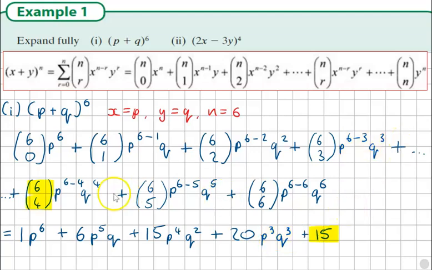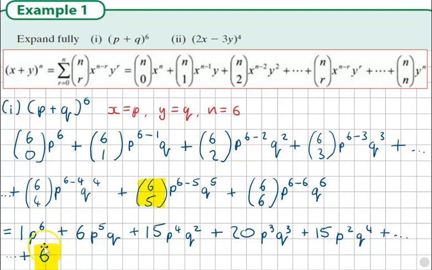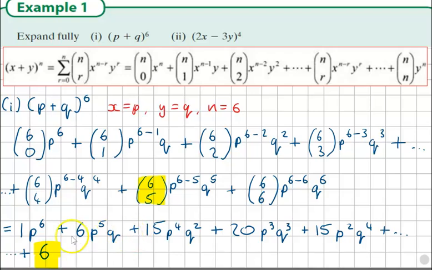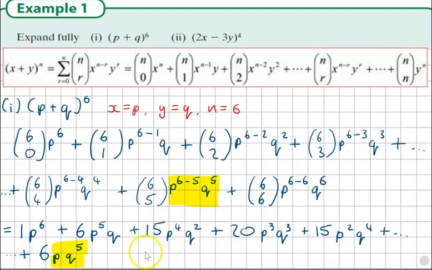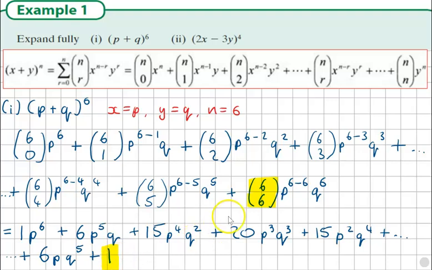Plus 6 choose 4 is going to be 15. And then we're going to have p to the power 6 minus 4, which is p to the power 2, with q to the power 4 stuck on. And then 6 choose 5 into your calculator, you'll get 6. And then p to the power 6 minus 5, so that's p to the power 1, or just p. And then we stick on the q to the power 5. And then 6 choose 6 is going to be 1. And p to the power 6 minus 6, well, that's going to be p to the power 0, which is just 1. So you'd have 1 multiplied by 1, so we don't need to bother writing that down. And then q to the power 6.